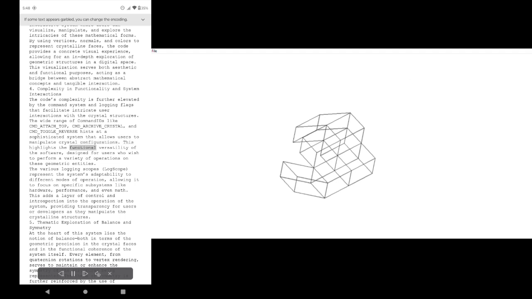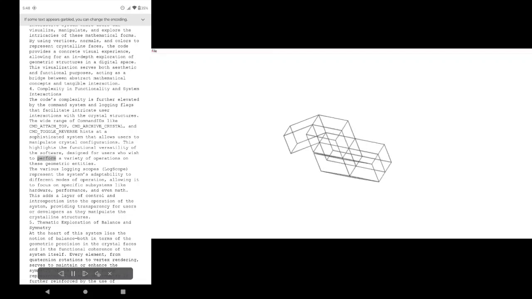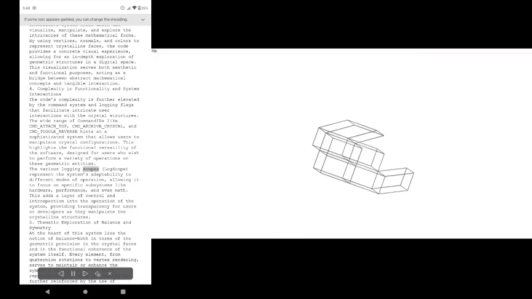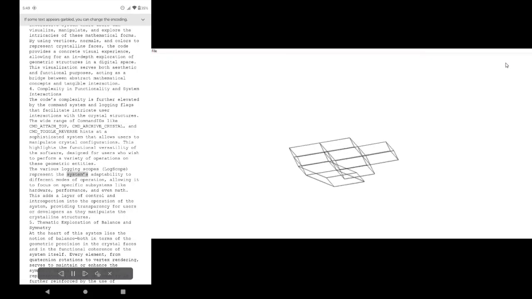This highlights the functional versatility of the software, designed for users who wish to perform a variety of operations on these geometric entities. The various logging scopes, LogScope, represent the system's adaptability to different modes of operation, allowing it to focus on specific subsystems like hardware, performance, and even math.